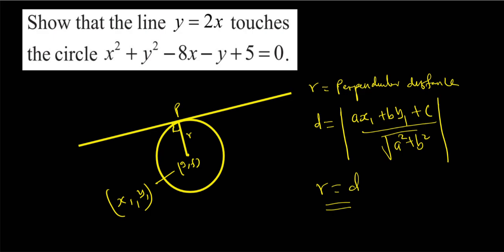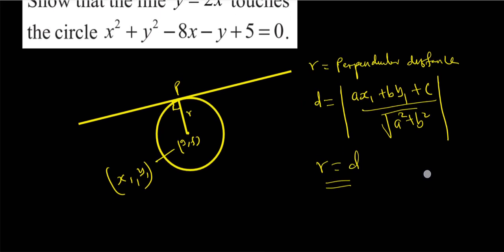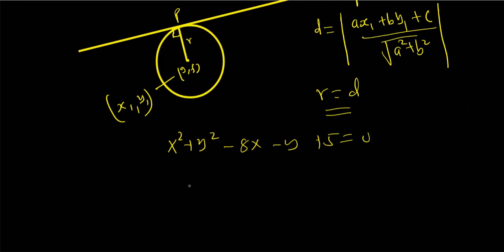For example, this one: show that the line y equals 2x touches the circle x squared plus y squared. So our task first, let's try to find the radius. From the given equation, we compare with the general equation so that we get the center.